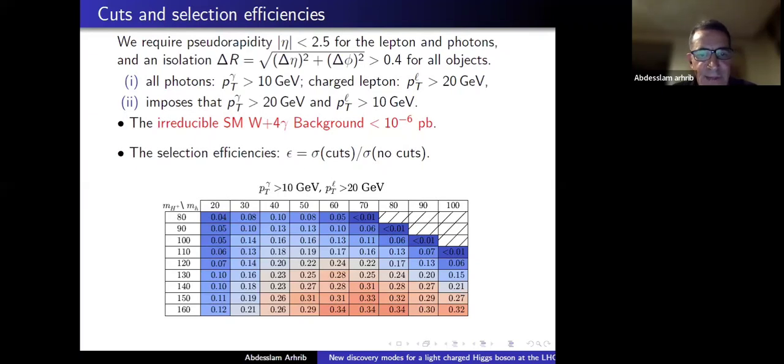The reducible Standard Model W plus 4 gamma background, as I said before, is very small. It is less than 10 to the minus 6 picobarn. So we define the efficiency by this ratio: the cross-section with the cut over the cross-section without cut. Okay. And so you see here, we took this benchmark scenario and we computed the efficiency. You can see there are some scenarios where the efficiency, this is epsilon, is quite large, 0.31, 0.3, something. Okay. And so, next slide.